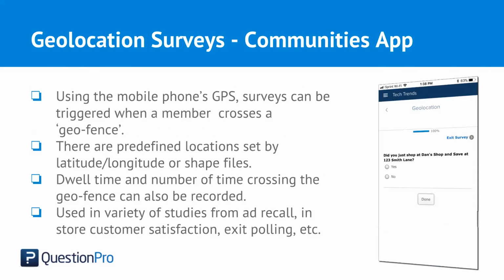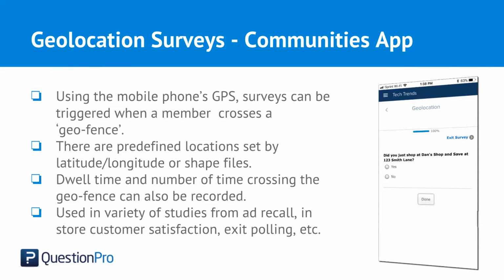One of the biggest things I think that we've seen recently is the rise of geolocation surveys. And this is really made possible via the app. So using the mobile phone's GPS, surveys can be triggered when a member crosses a geofence. Now this geofence can be defined by a certain radius around a latitude and longitude point. It can be specific shape files via KMZ or KML files that get uploaded, and then when they cross a specific boundary, either a survey can be pushed or that action can be noted in the data.